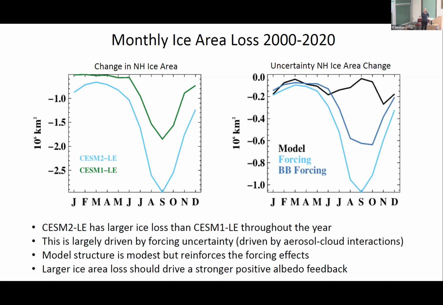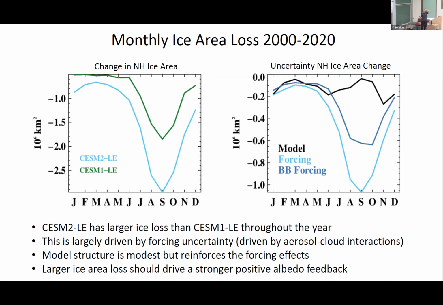And there is some uncertainty bounds around these, which I'm not showing here because we only have 10 ensemble members in these CESM2 CMIP6 simulations. Okay, so CESM2 has larger ice loss than CESM1 throughout the year. This is largely driven by forcing uncertainty and the fact that CMIP6 forcing drives more sea ice loss. We can attribute that back to aerosol cloud interactions, at least in part, although we're looking into this further. So the model structure is modest, but if anything, it reinforces the sea ice loss.